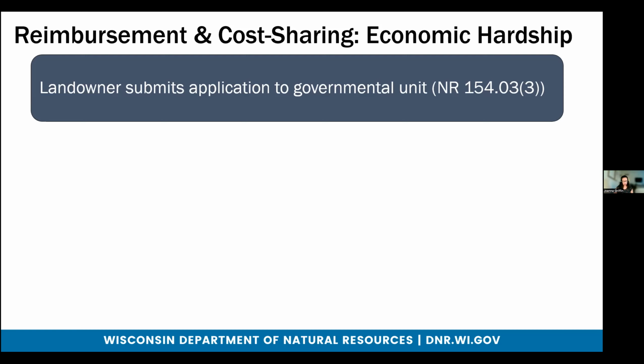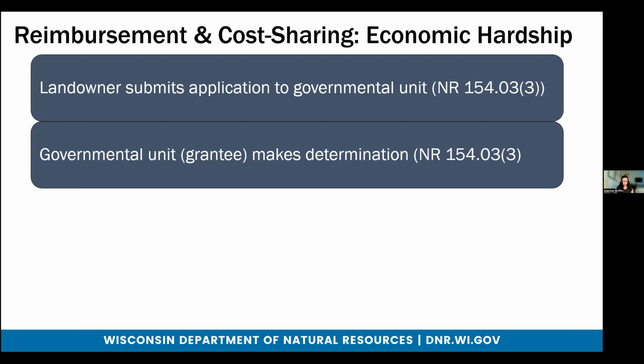The determination of the economic hardship is typically made by the county based on their evaluation of an application submitted by the landowner. However, in order for the DNR to reimburse the grantee at a higher cost share rate, the 90% rate must be in the grant agreement between the DNR and the county. So any county that approves economic hardship must communicate this to the DNR and get the higher cost share rate in the grant agreement.